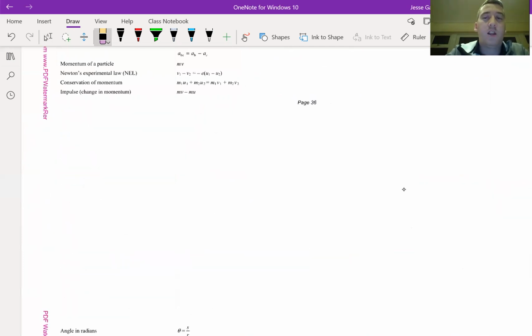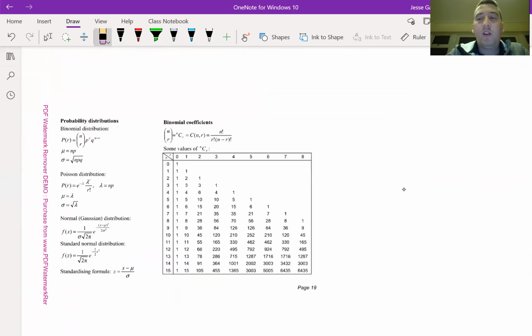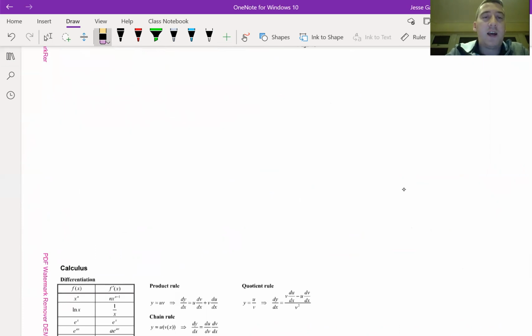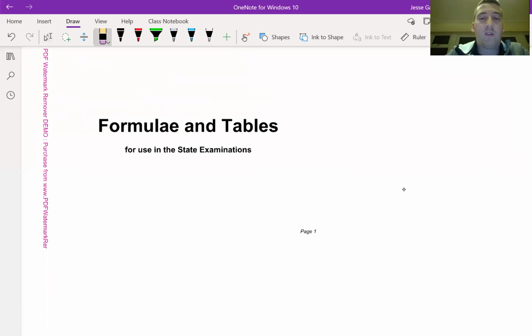Okay, and it comes in a little booklet. You're allowed to have them for maths. Hopefully you know what I'm talking about. But you're also allowed to have them for science. You have to ask the examiner, can you have them? So it's really important that you do ask for them.